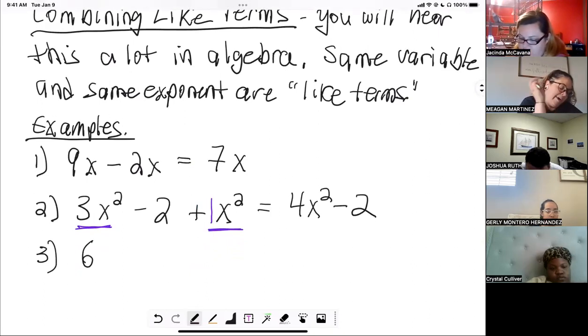3. 6A plus A. Again, an A doesn't have a coefficient, my A here. So the coefficient is 1, implied 1. You can write 1 in if you want. You don't have to if you know it means 1.